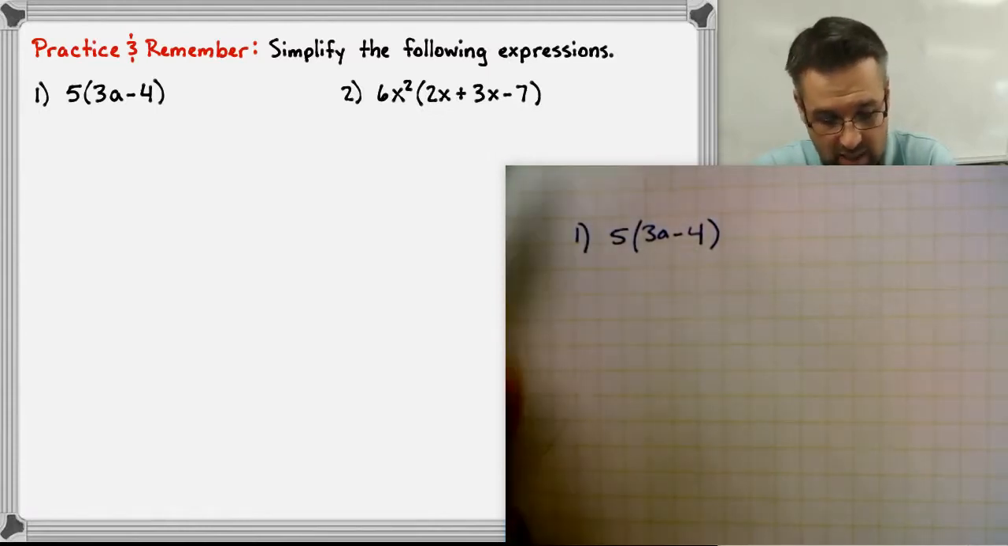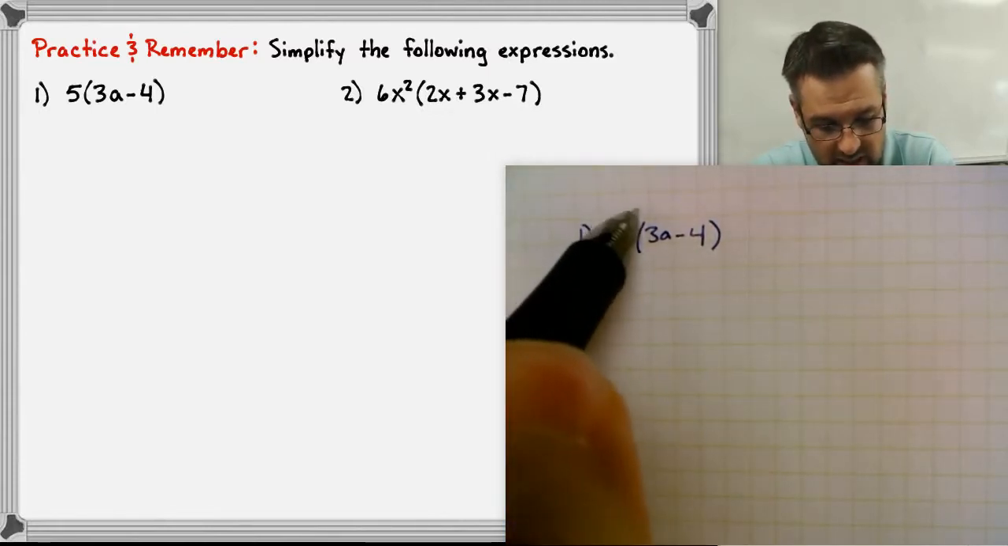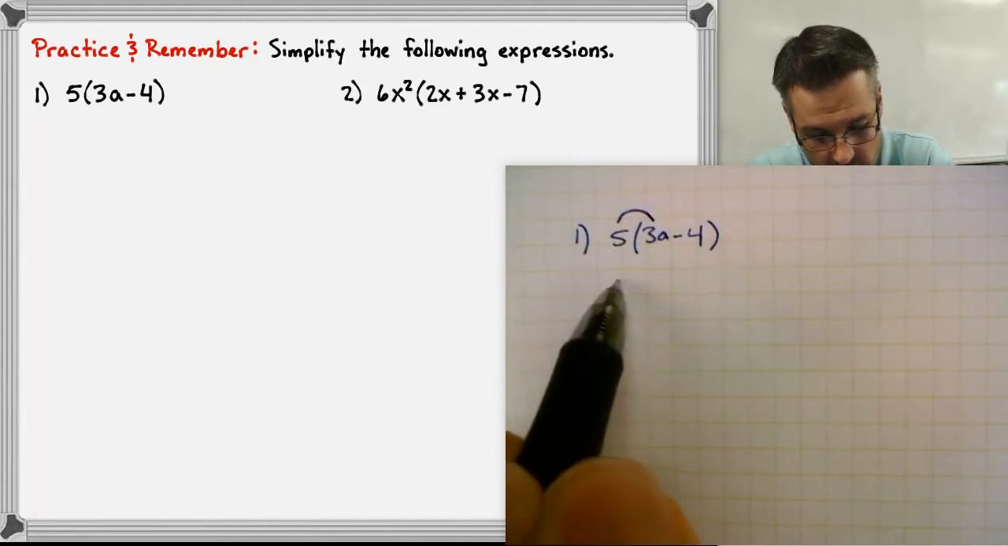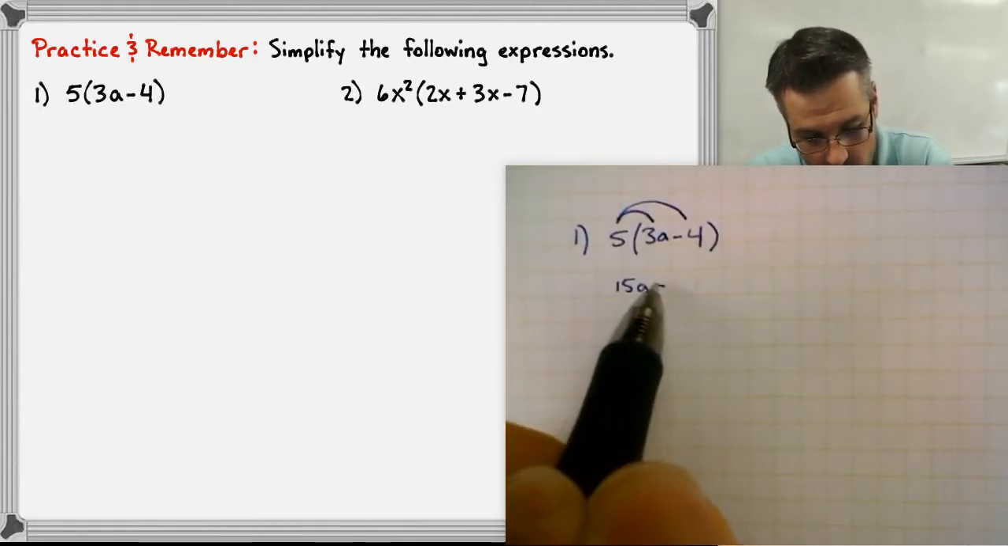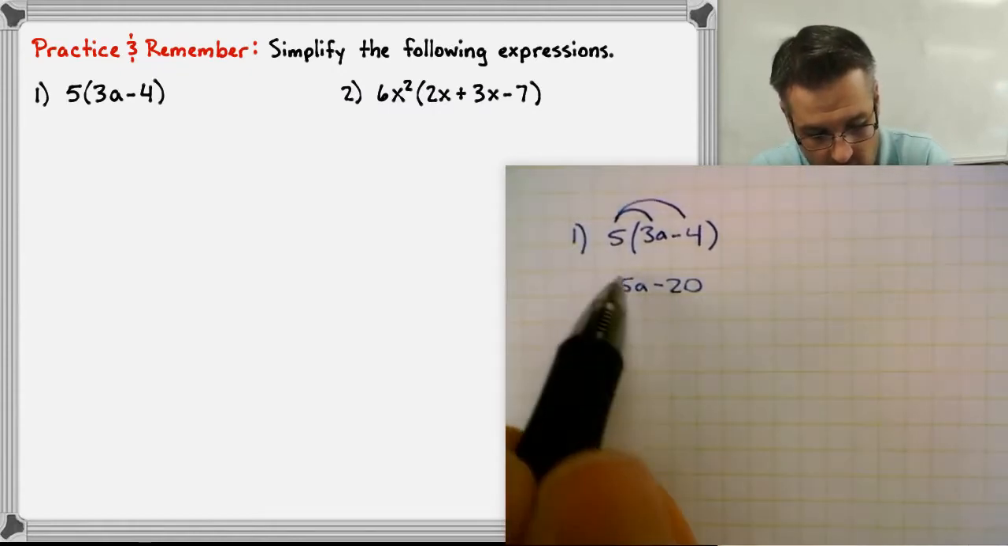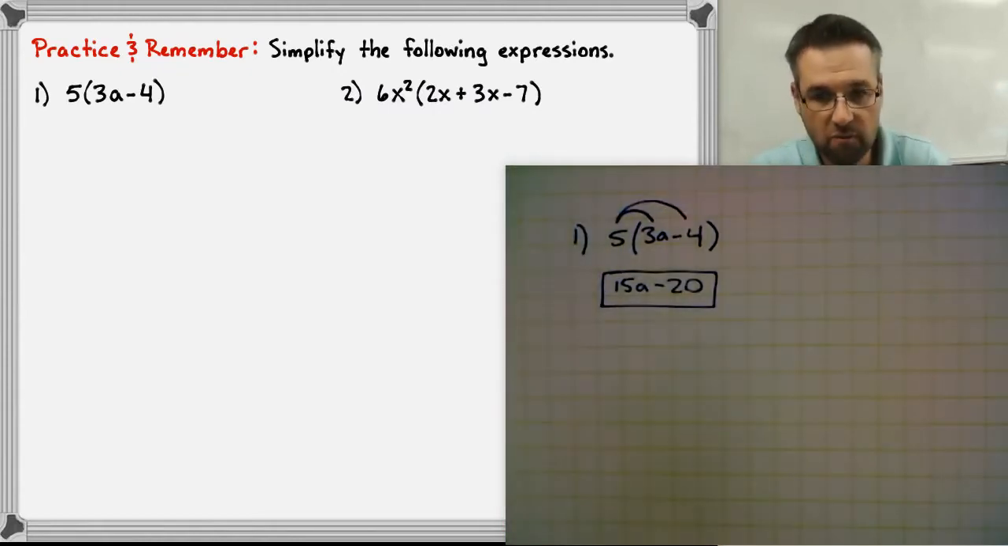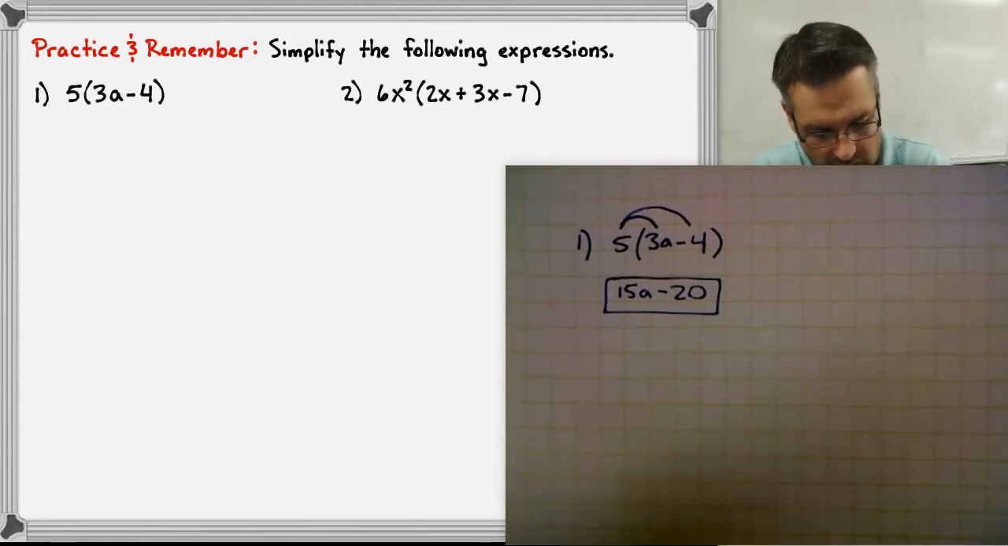This has an a in it, this doesn't. So the best way to simplify this is to distribute. 5 times 3a is 15a. And then 5 times negative 4 is negative 20. And so that is our simplified form for number one. Pretty basic, pretty simple. You guys have done this before.